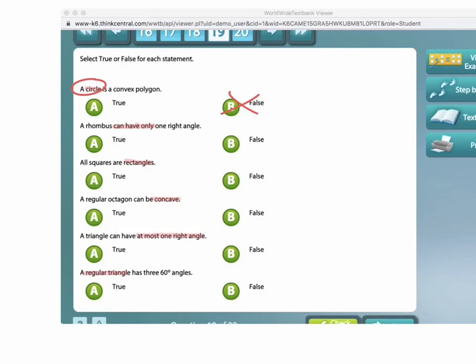A rhombus can only have one right angle. That's not true because a square is also a rhombus, and a square has 4 right angles. So sometimes a rhombus can have no right angles. Sometimes it can have more than one right angle.